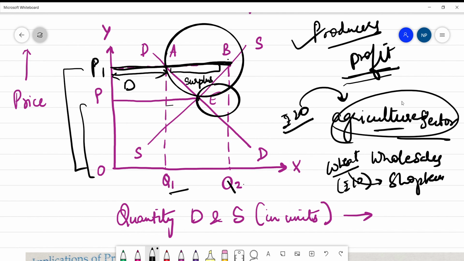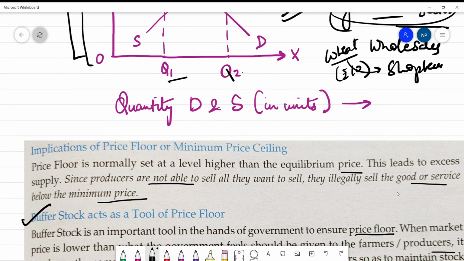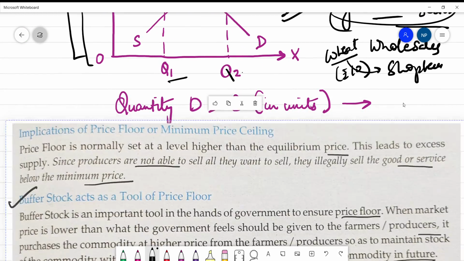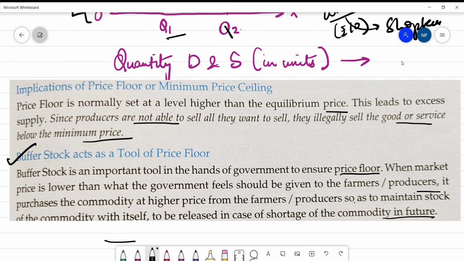But these producers or the market forces of supply are only there to earn the profit. Therefore, in this case the government interferes and sets a price at which the commodity should be sold. For example, wheat should be sold at rupees 20 per kg or rupees 30 per kg, so that the people employed in the agriculture sector do not suffer. But does this particular program of the government succeed? Not at all, because the producers, when they are not able to sell all they want, illegally sell the good or service below the minimum price.